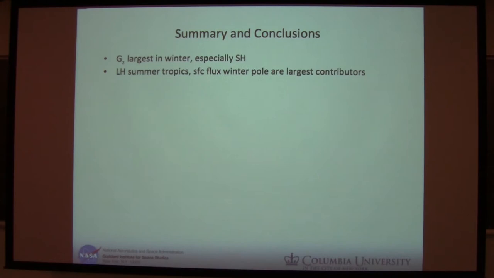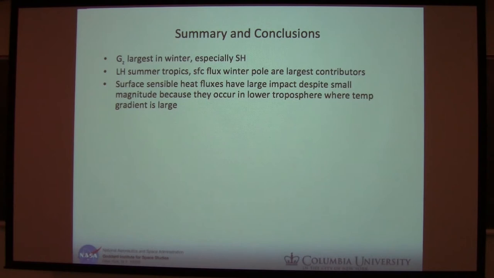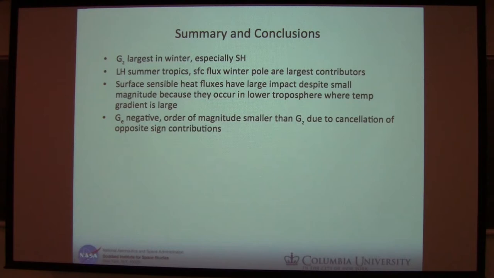Temperature gradients are small there. We see surface sensible heat fluxes have a large impact despite their small magnitude because they happen when the temperature gradients are large in the lower troposphere. We found GE was negative. It was an order of magnitude smaller than GZ due to cancellation of opposite-sign contributions.